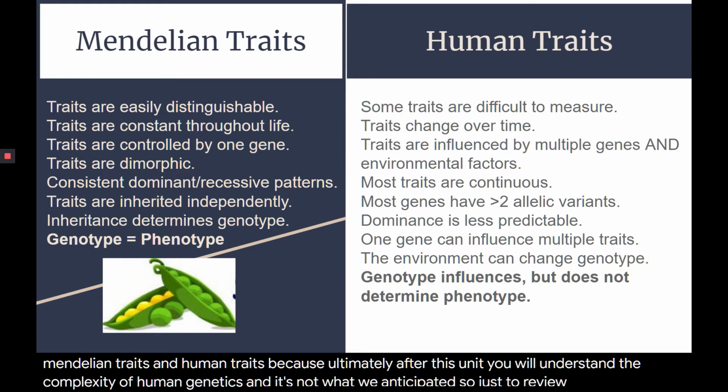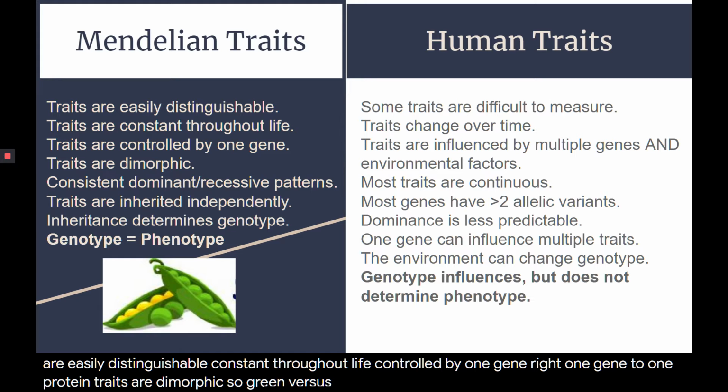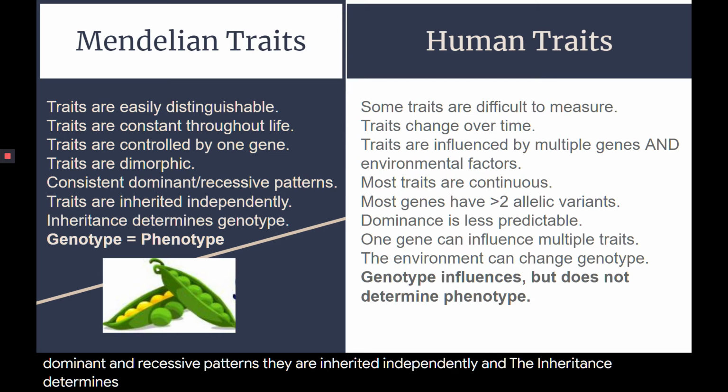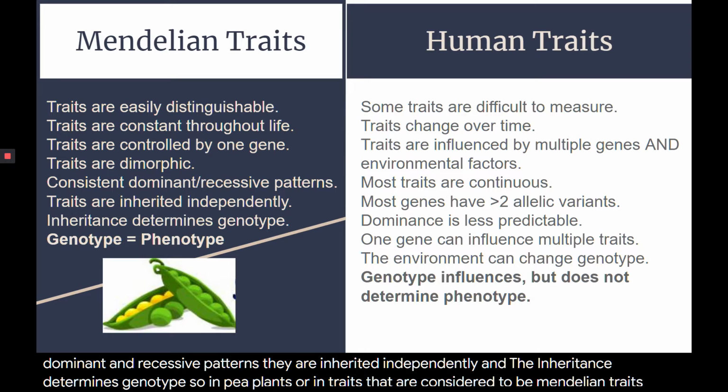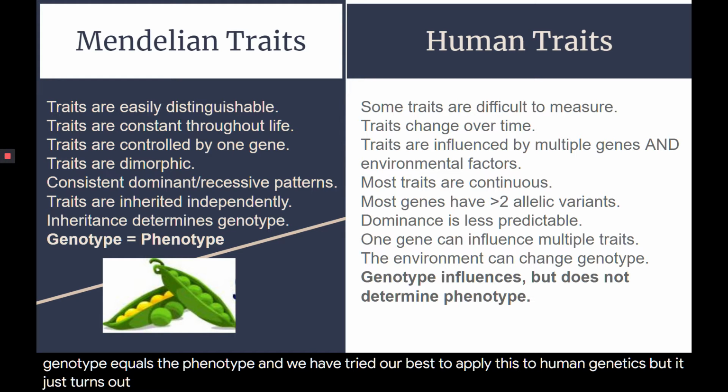So just to review, Mendelian traits are easily distinguishable, constant throughout life, controlled by one gene, right? One gene to one protein. Traits are dimorphic, so green versus yellow. Traits have consistent dominant and recessive patterns. They are inherited independently, and the inheritance determines genotype. So in pea plants, or in traits that are considered to be Mendelian traits, the genotype equals the phenotype. And we have tried our best to apply this to human genetics, but it just turns out that we are a little bit more complex.